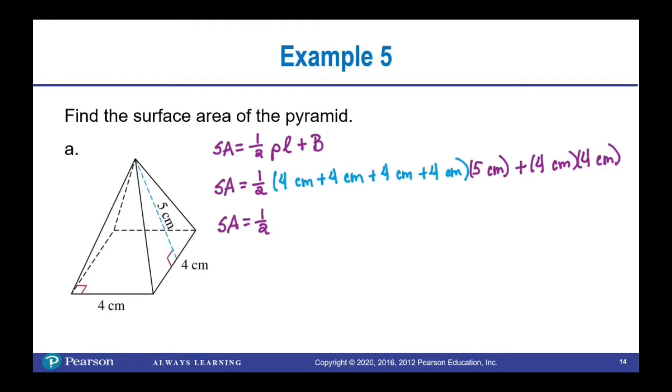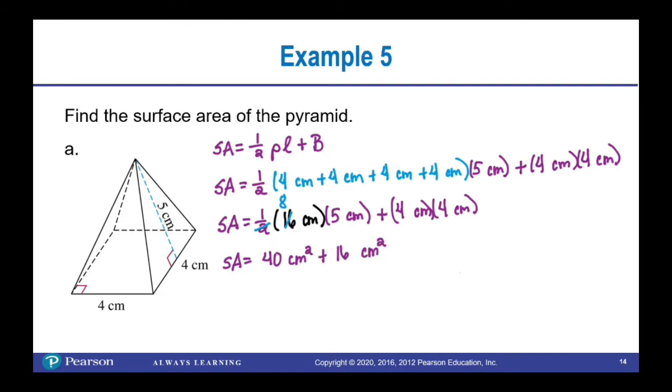4 plus 4 plus 4 plus 4 is 16, or 16 centimeters. 2 goes into 16 8 times, and 8 times 5 is 40, and then centimeters times centimeters gives us square centimeters. 4 times 4 is 16, and we have square centimeters. Add these together because these are like terms, and that gives us 56 square centimeters.